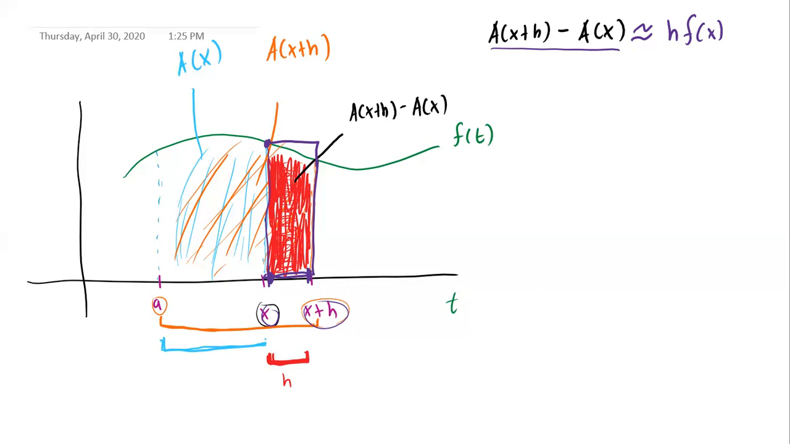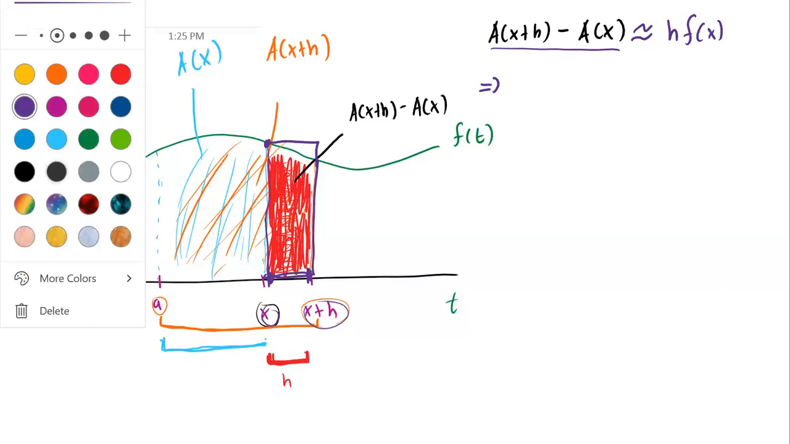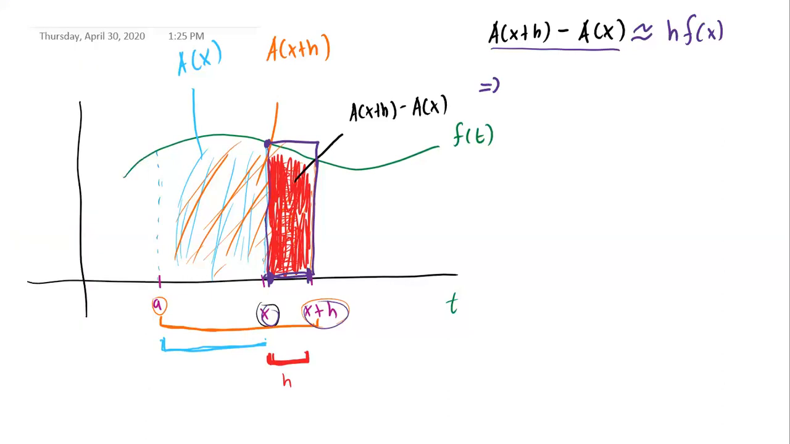And so we can approximate the net area in that region by h times f of x. Now, of course, I can rewrite this a little bit so it looks more similar to what I want. And so I'm going to divide both sides by h. Obviously, h is not equal to 0. I can make it more clear. h is not equal to 0. So I can divide by h on both sides. And what I get is that A of x plus h minus A of x, which again is the exact area in red, divided by h is approximately f of x. Right? By just rewriting this first approximation.